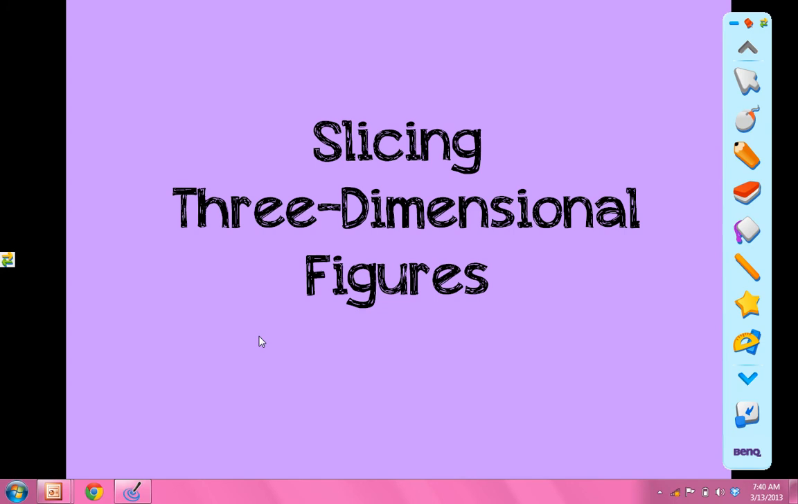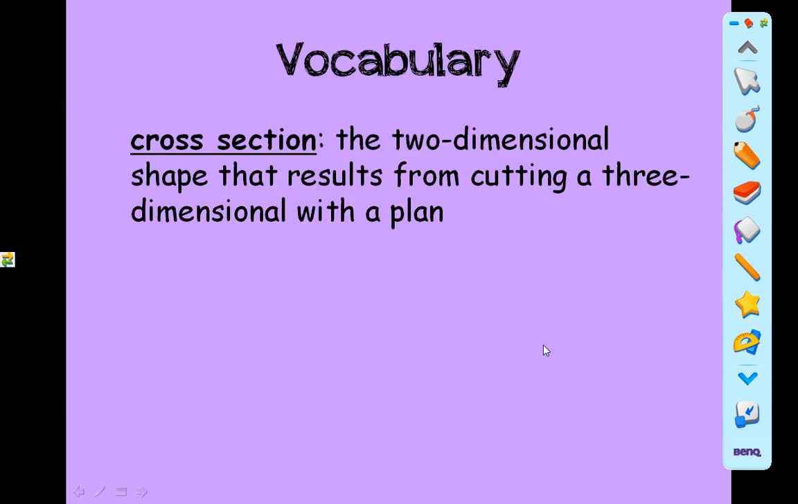Okay, today we're going to be learning about slicing three-dimensional figures. You have learned in previous grades what a three-dimensional figure is and the types of three-dimensional figures. So we're going to learn about slicing them today. The vocabulary that you need to know is that a cross-section is the two-dimensional, the 2D shape that results from cutting a three-dimensional figure with a plane.